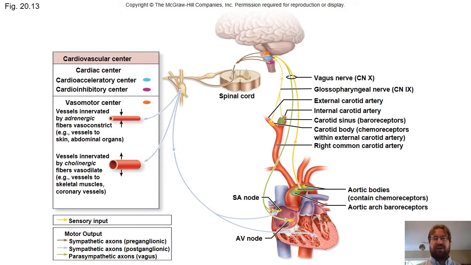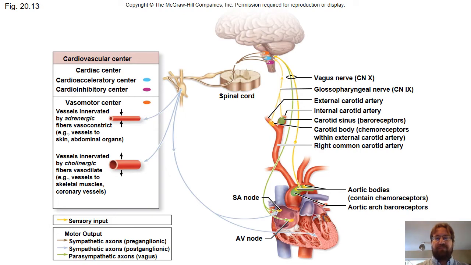Okay, so now I want to transition. We now know what those two blood pressure numbers mean and how blood pressure varies through the body. Now I want to talk about how blood pressure varies from moment to moment in our lives, how the body regulates blood pressure.